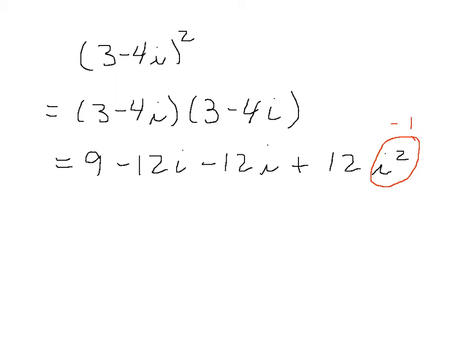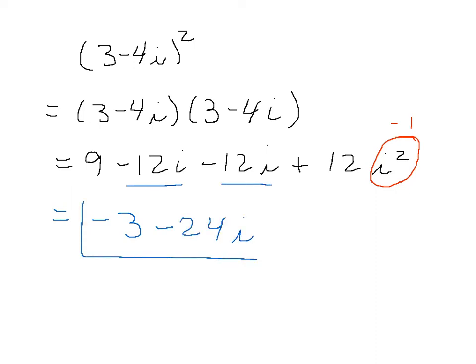So now when I add together my like terms, what I'm going to get is, here's a 9, here's a minus 12, so that's going to give me minus 3, and if I add the two i terms together, I get minus 24i. Okay, so there we go for the multiplying. And now let's look at what happens when we divide two complex numbers.